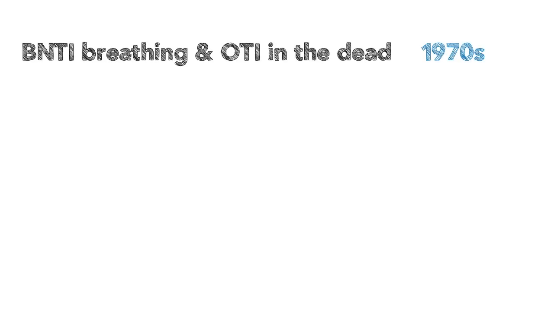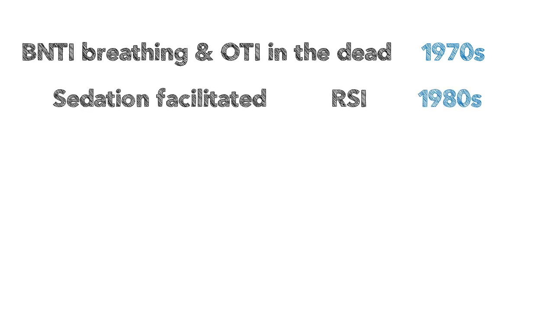But let's go back. Let's look at history. We began airway management in emergency medicine with blind nasotracheal intubation on the breathing patient who presented, and then orotracheal intubation in the dead. And that was back in the 1970s. Then we moved on and we figured out we needed something a little bit more broad to address our different patients, and we adopted sedation facilitated intubation. Again, what are we doing? We're using Valium, morphine, and muscle to get the tube in.